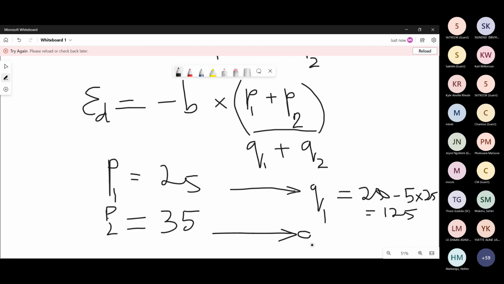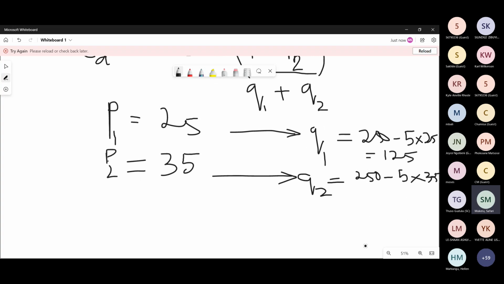Now Q2. When the price is set to 35, what will be the quantity the company will be able to sell? The same formula, 250 minus 5 times 35. No one can say, I'm not understanding. Okay, so we have Q2 equal to 75.